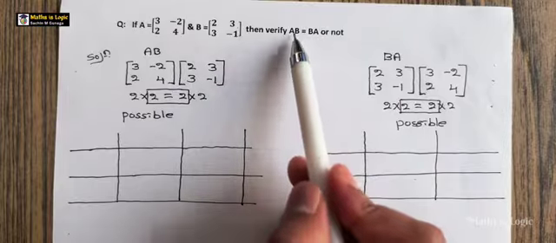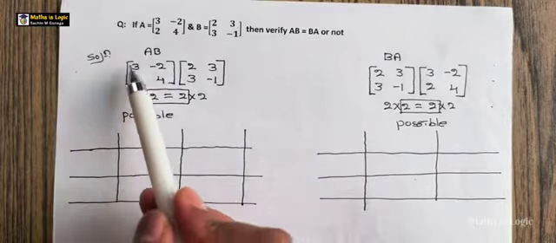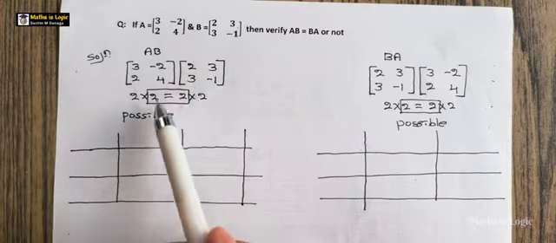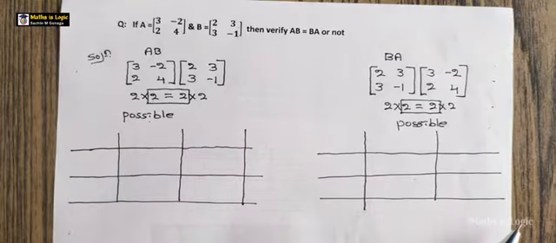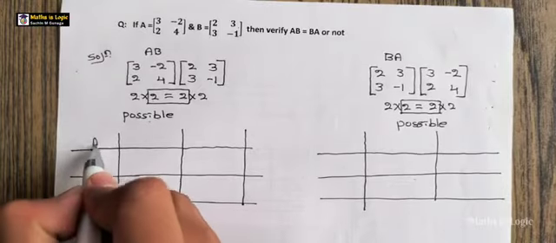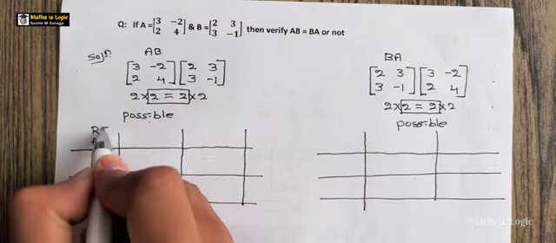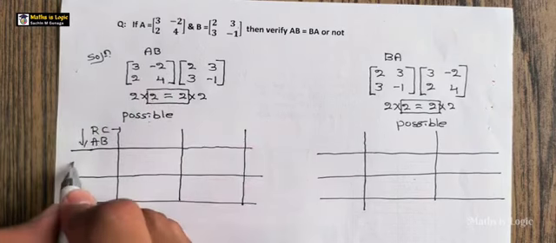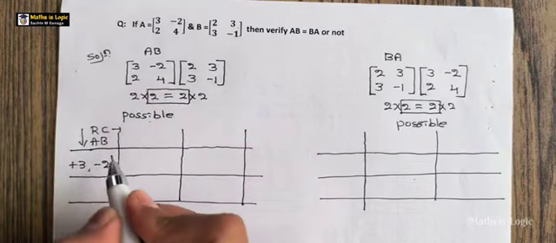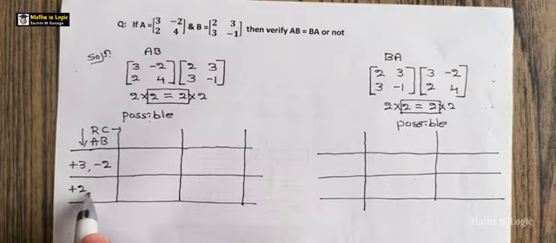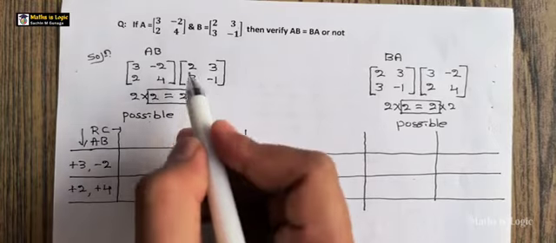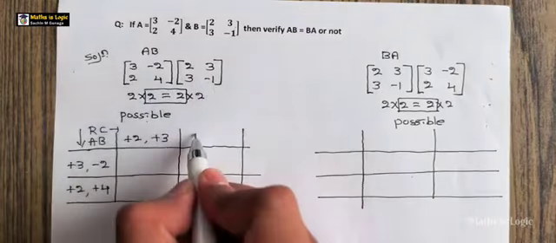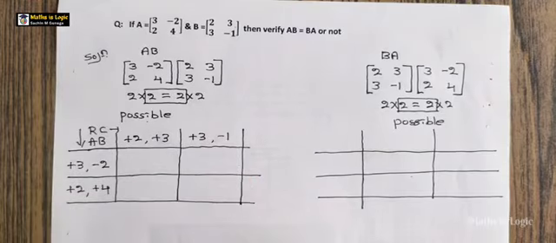So as usual, first we need to write AB, A below the A matrix, B below the B matrix. A matrix order, B matrix order, these two are equal, so it is possible. So now apply the box method. At this corner write AB, row, column. What is the first row? 3 minus 2. So write here plus 3 minus 2. Second row plus 2 plus 4. First column plus 2 plus 3. Second column plus 3 minus 1. Now multiply.